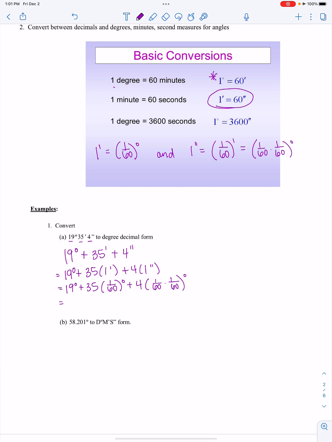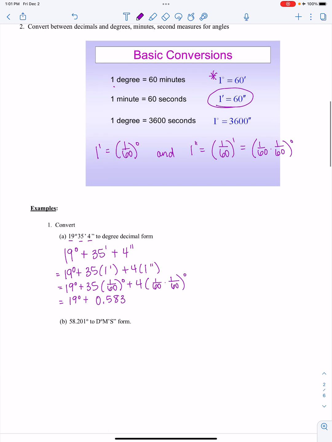Now, if we multiply these things out, we're going to get 19 degrees plus, and we have 35 over 60 is going to be about 0.5. And then 4 times 1/60th times 1/60th gives us about 0.001. And then these are all in degree form now, so we can just add them together. And that gives us 19.584 degrees. And we have successfully converted our degree, minute, and second form into degrees.